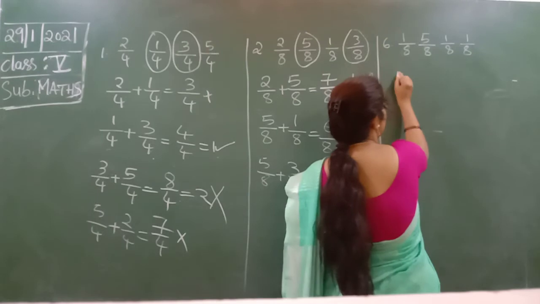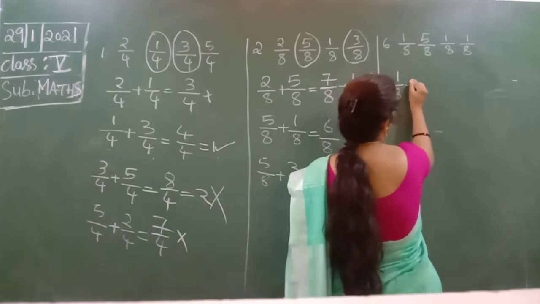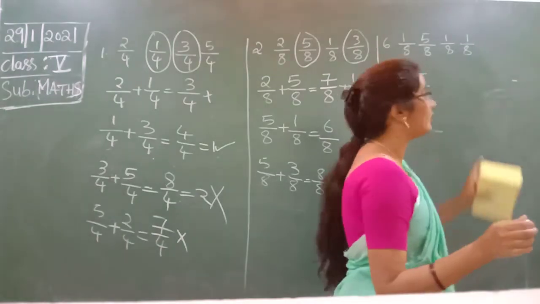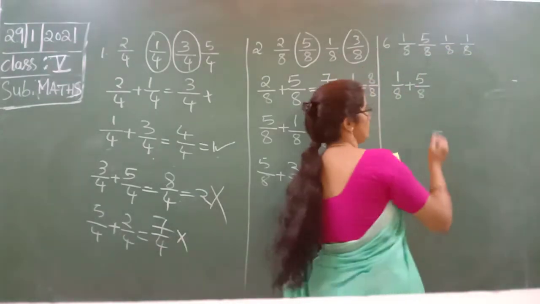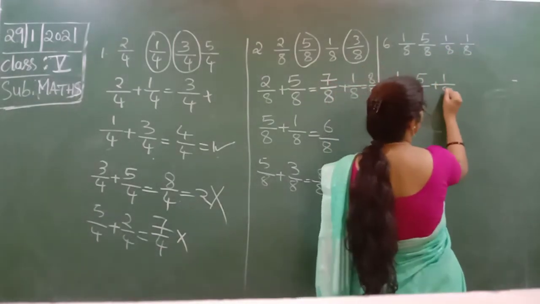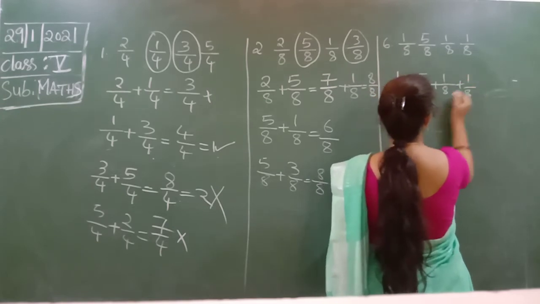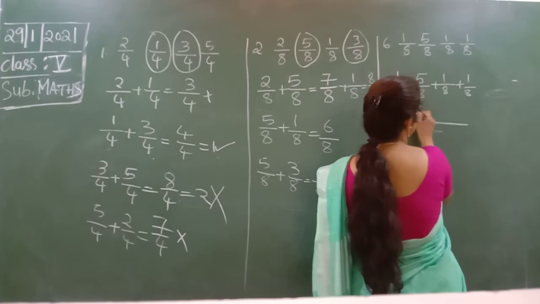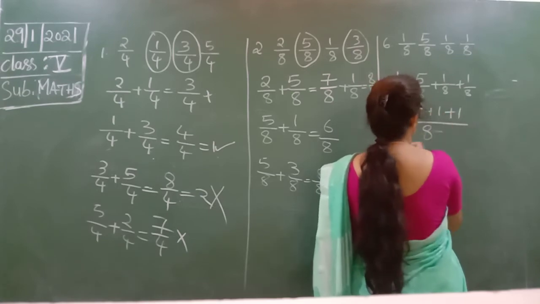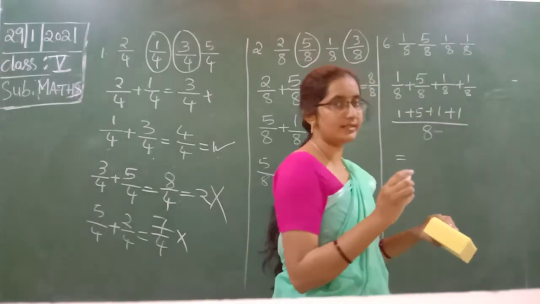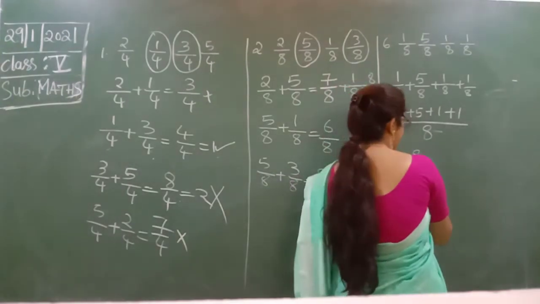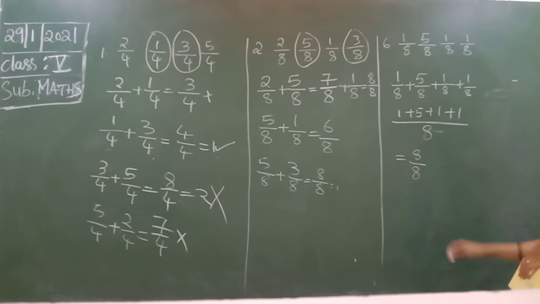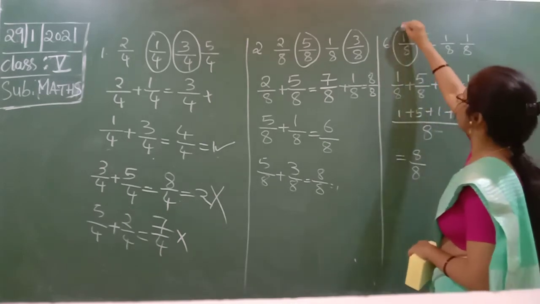Next, here also see. After adding 2, we won't get 8 by 8. But if we add all these fractions, 1 plus 5 plus 1 plus 1, after adding all this, we get 8 by 8. So here we get 8 by 8 after adding all this. I'll circle all.